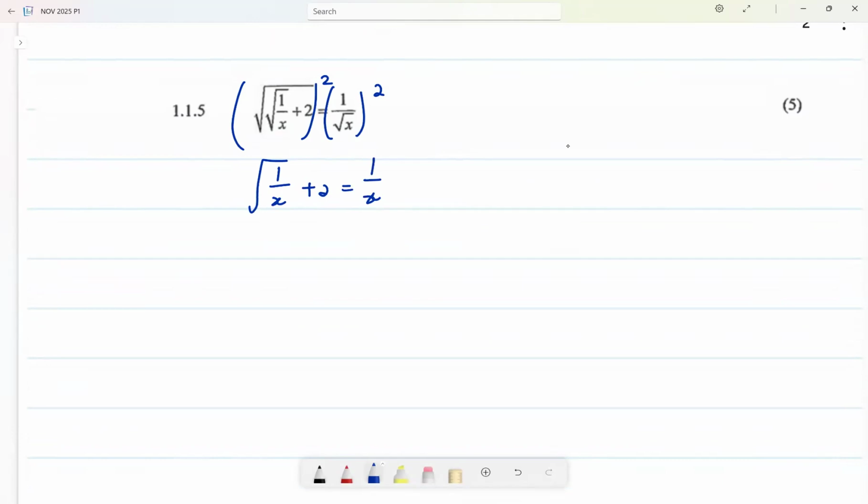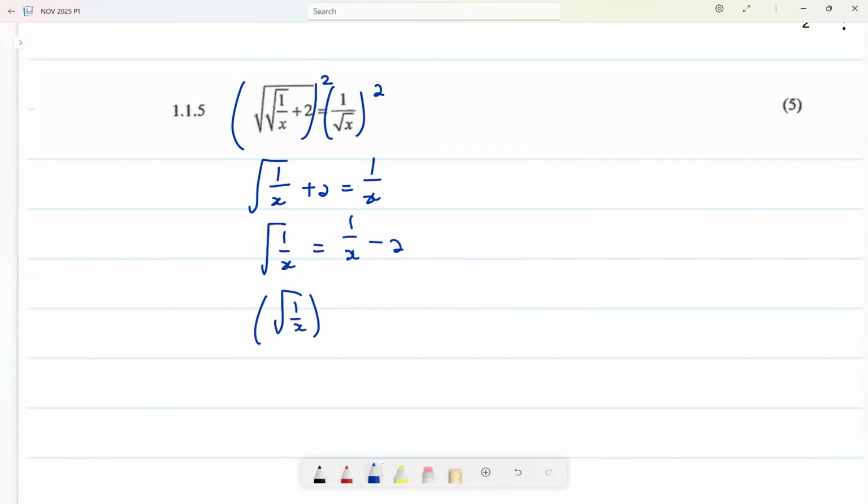And then I'm going to isolate the square root. I'm going to have 1 divided by x. The square root of 1 divided by x is equal to 1 divided by x minus 2. And then I square both sides.